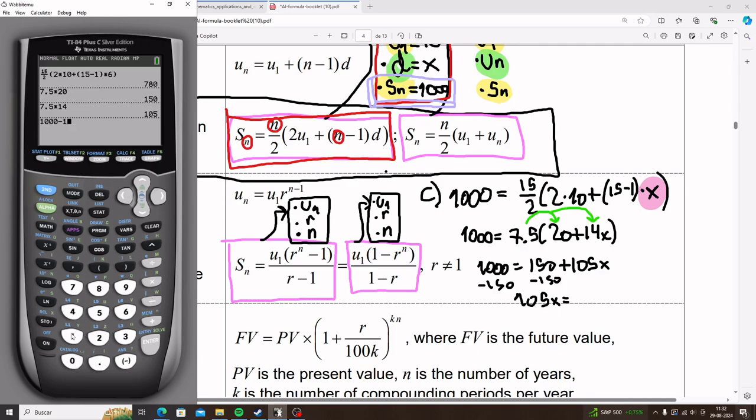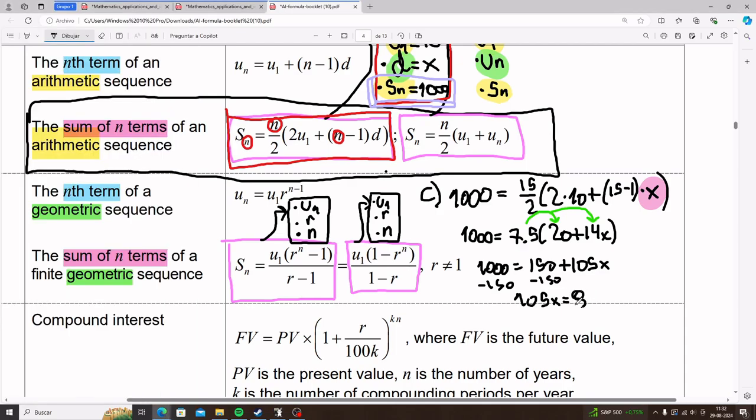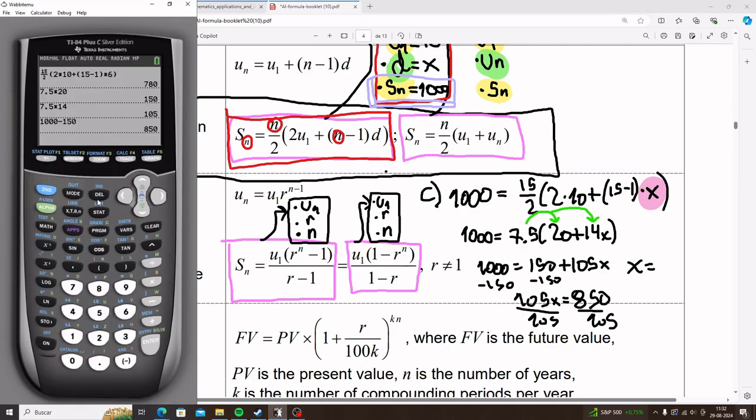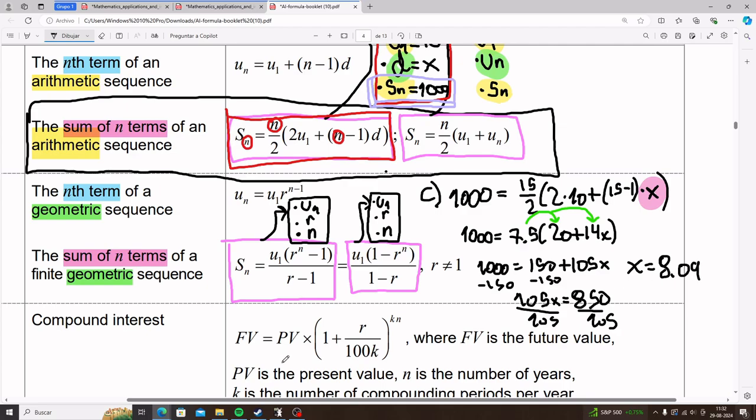I'm pretty sure about my thought process, but let's be honest. The day of the test, you plug in everything into your calculator, so let's replicate that. 105x equals 850. Divide by 105, divide by 105. You end up with x being equal to 850 divided by 105, 8.09.